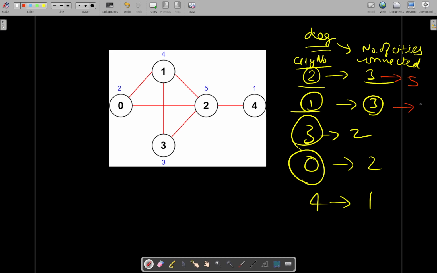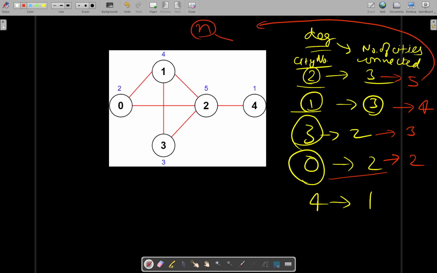Then we will be assigning 4. Then you can see 3 and 0 have the same number of connections, so you can assign either of them 2 or 3. Let's say we assign 3, then the other one gets 2. So you can see that numbers start from n and go down to 1. The fourth city, as you can see, was connected to only 1 city, so it was assigned only 1. So this is the overall approach here.